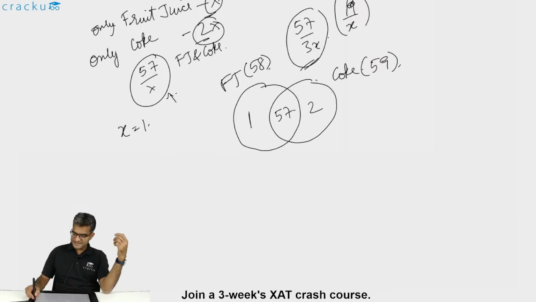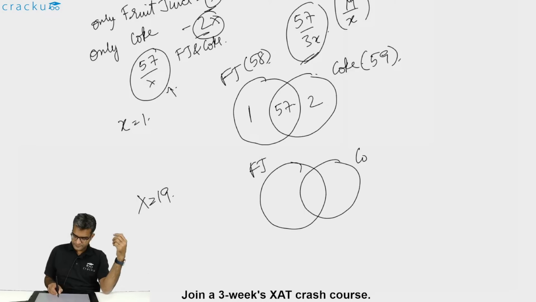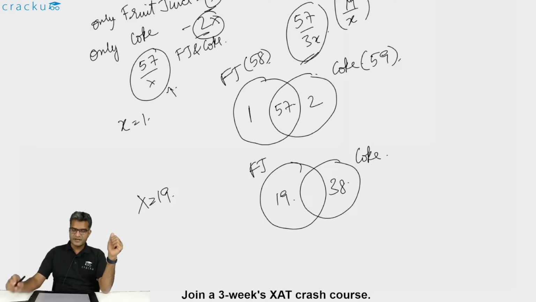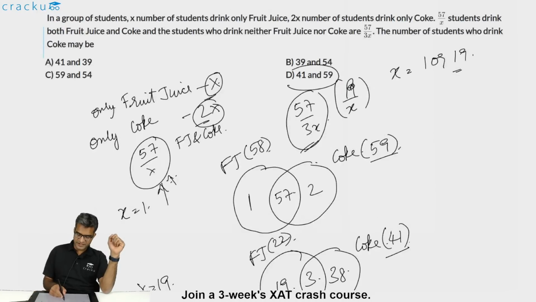Now what will happen if x is 19? Again we have fruit juice and Coke. This is a Venn diagram. The number of people who had only fruit juice is x, so this is 19. The number of people who had only Coke is 38. The number of people who had both fruit juice and Coke is 57 by x, but in this case x is 19, so this is 3. So the number of people who had Coke is 38 plus 3, which is 41. The number of people who had fruit juice is 19 plus 3, which is 22. So the number of people who had Coke is either 41 or 59. So the answer for this question is option D.